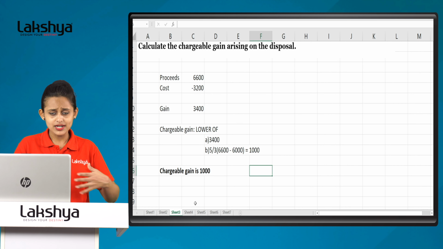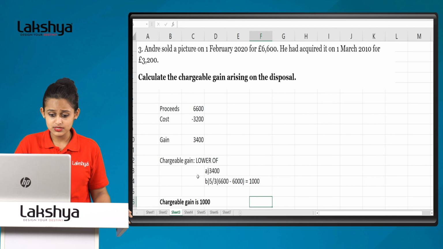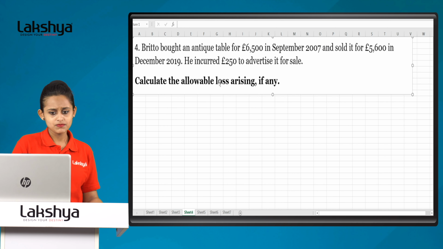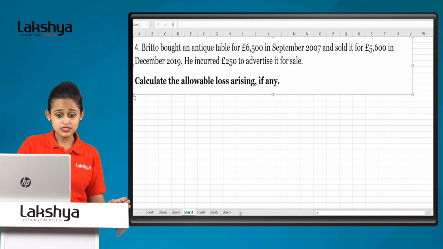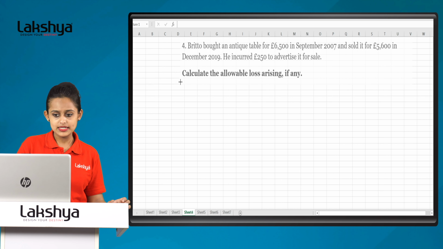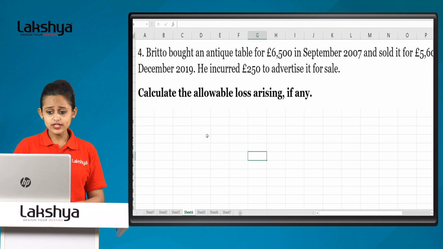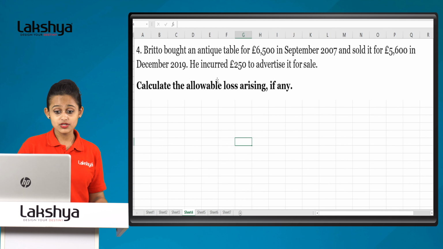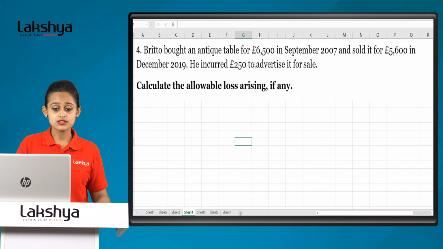All right. So we'll continue with the questions. We'll keep doing a few questions now to be thorough with this. Moving on to the next question. Now here you see this person called Brito. Brito bought an antique table for 6,500 in September 2007 and sold it for 5,600 in December 2019. He incurred 250 to advertise it for sale. Calculate the allowable loss arising, if any.